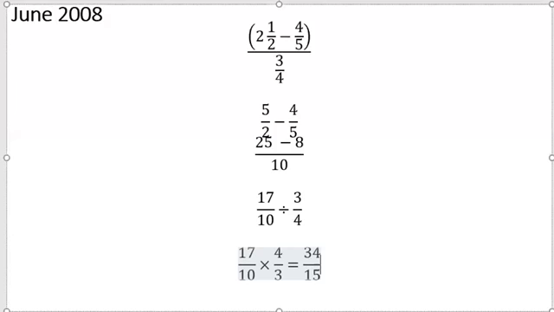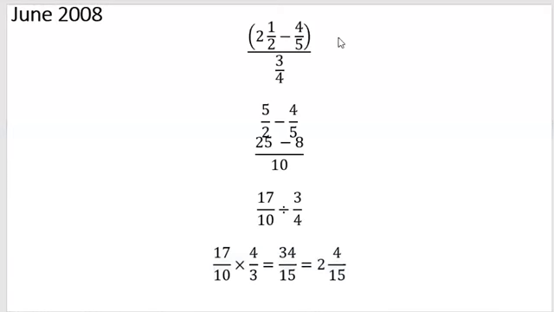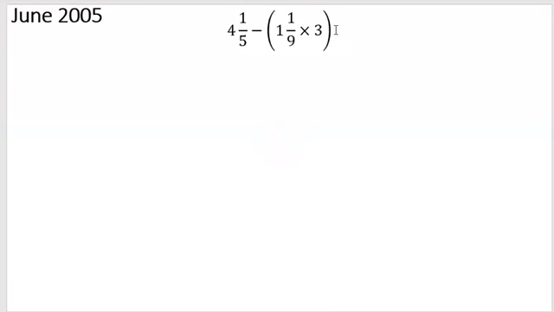And this can be simplified, if the question asks to be simplified, by changing this to a mixed fraction by saying 15 into 34 goes 2 times, and now we have a remainder of 4 over 15. So 2 and 4 over 15 if we're changing our answer back to a mixed fraction. And that is our answer for June 2008.